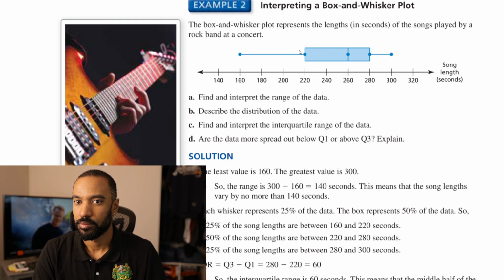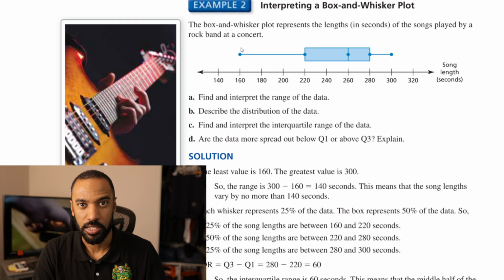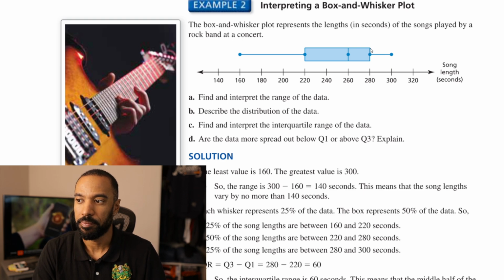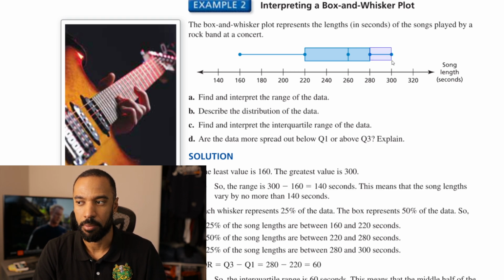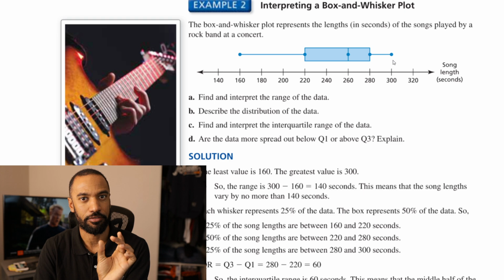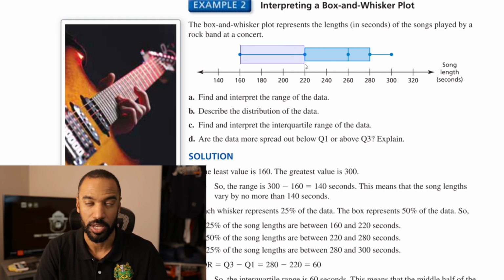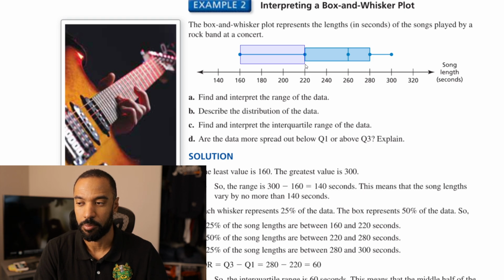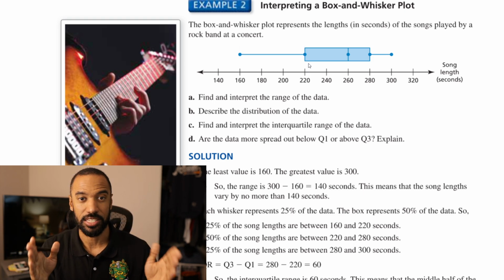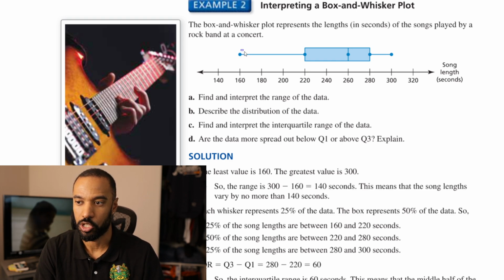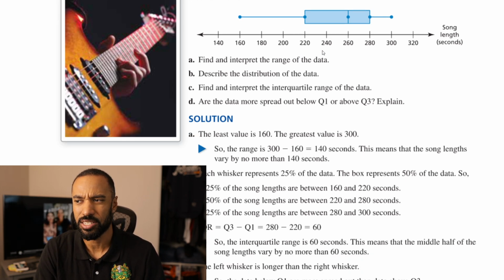So to make sense of this, that doesn't mean that more songs were played here than were played here. An equal number of songs were played here. But their upper 25% is more jam-packed within just a 20-second difference, whereas this has a lot more variation from the first 25% of their songs, their shortest 25%, varying by 60 seconds, by a full minute. So there probably aren't too many songs that are in this range, or it's just spread out that way. So that's kind of how we can see that.